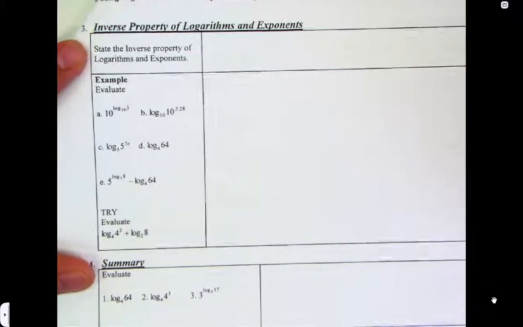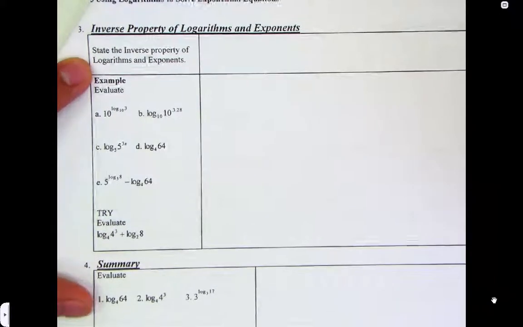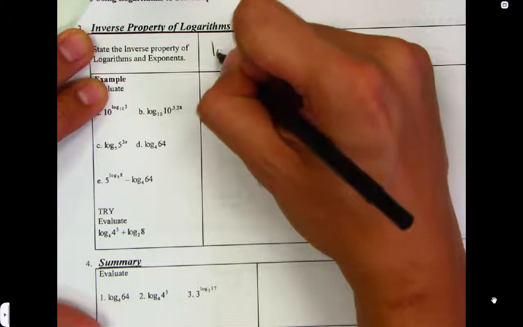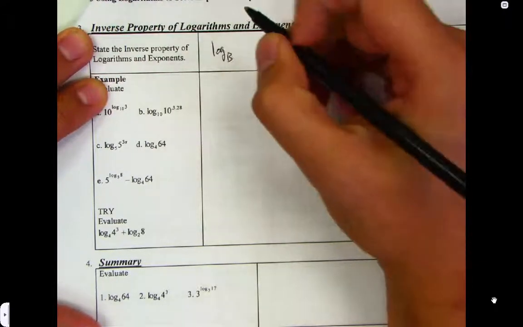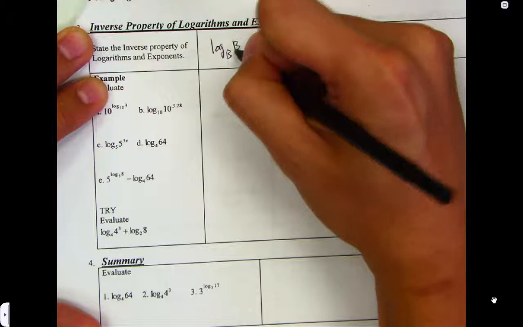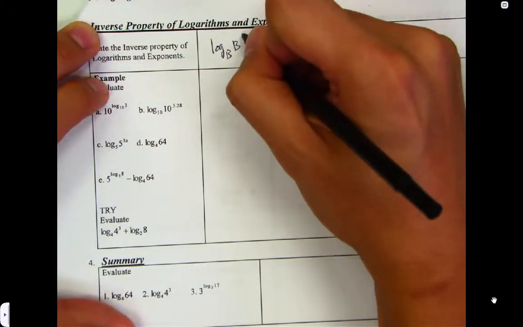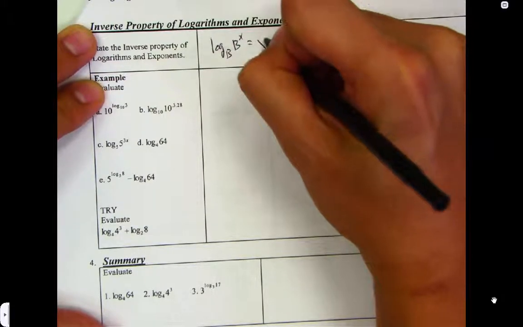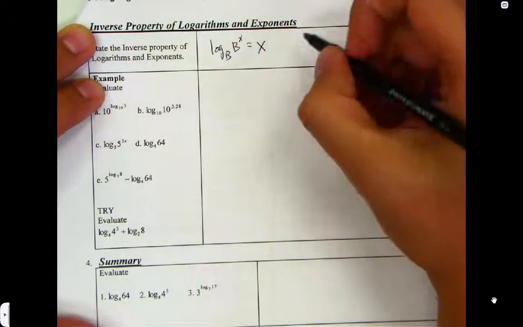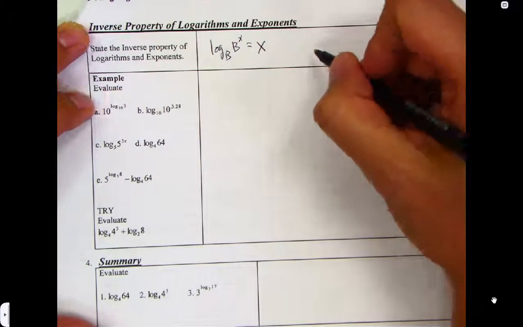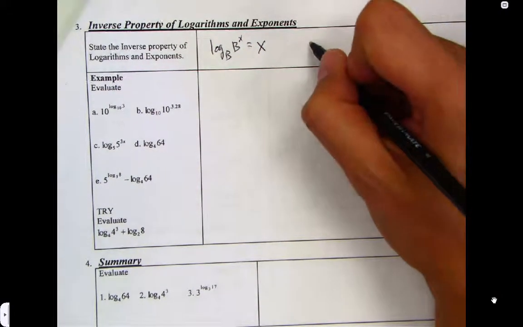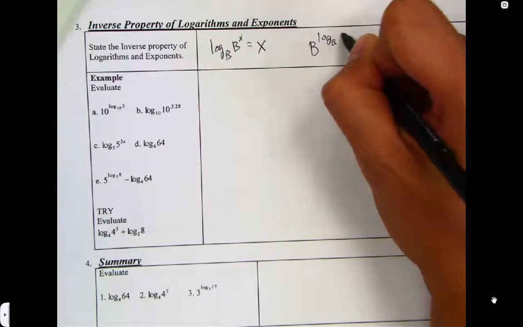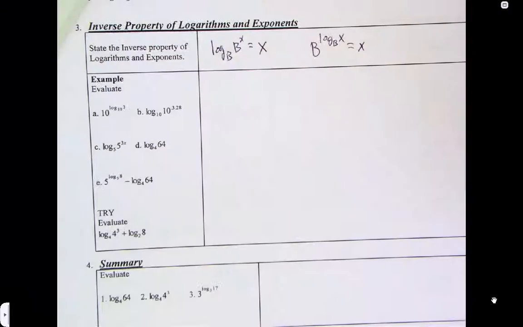Inverse property of logarithms and exponents. State the inverse property of logarithms and exponents. So basically, if you have a log of a base and you're taking it to the x power, the bases will cancel out and this will equal x. The other one is if you're taking a base and the exponent is a log of the same base of x, this is equal to x.